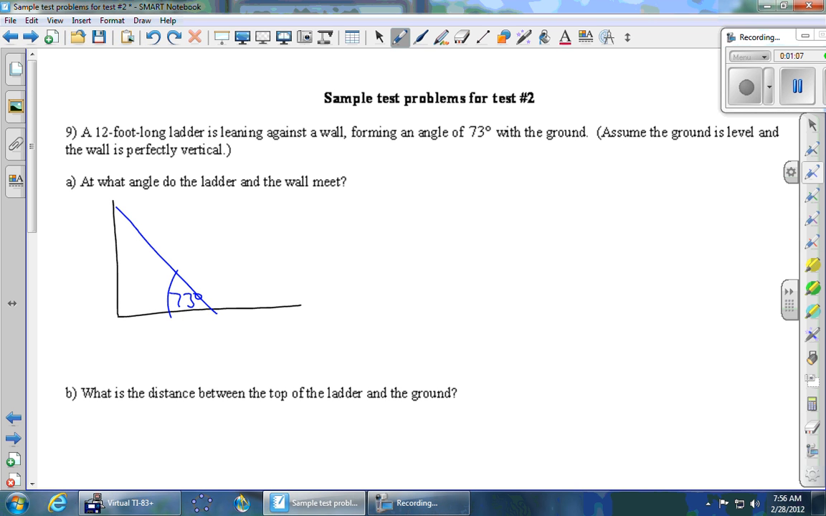And at what angle do the ladder and the wall meet? I guess that's this angle up here. I know it's a right angle, and I know that the other angles have to add up to 90, so this angle here must be 90 subtract 73, or 17 degrees.